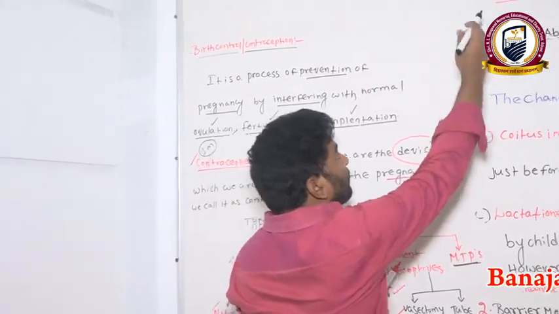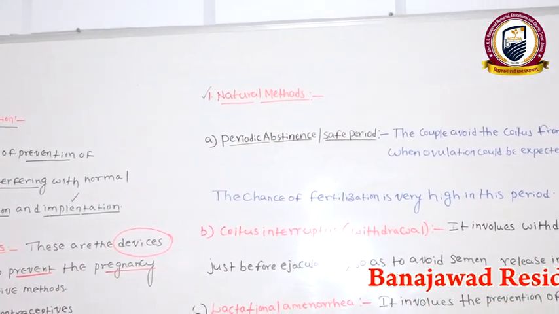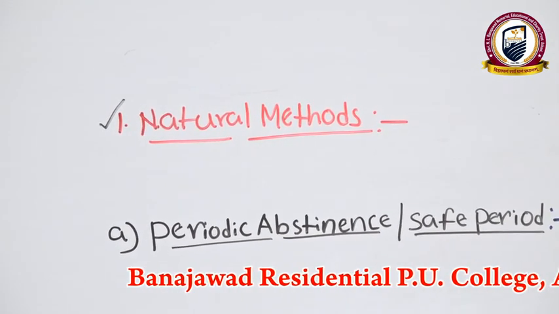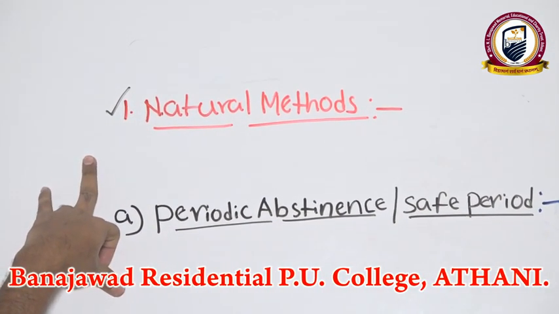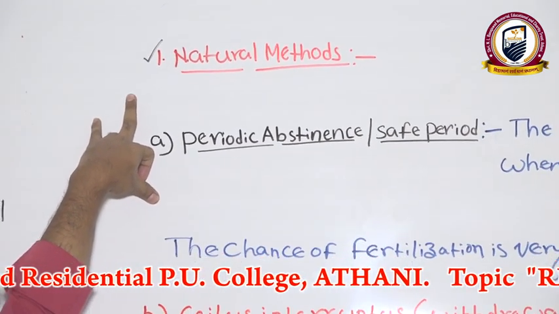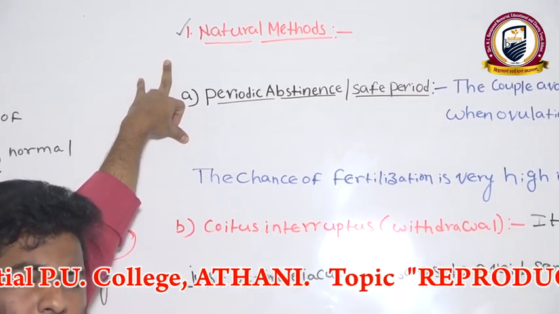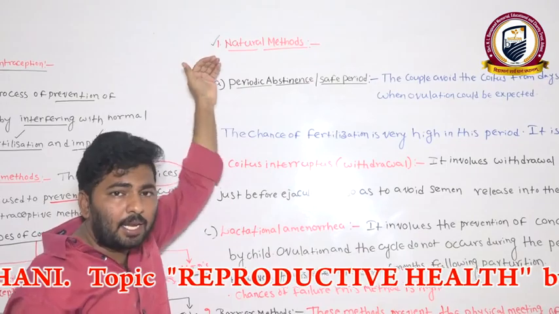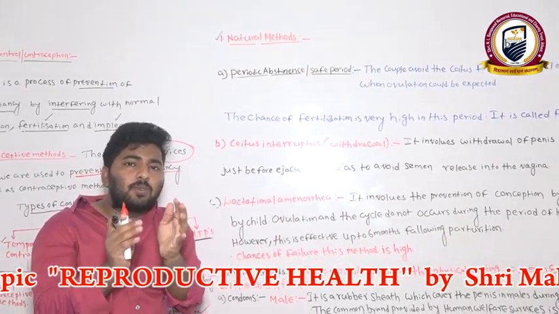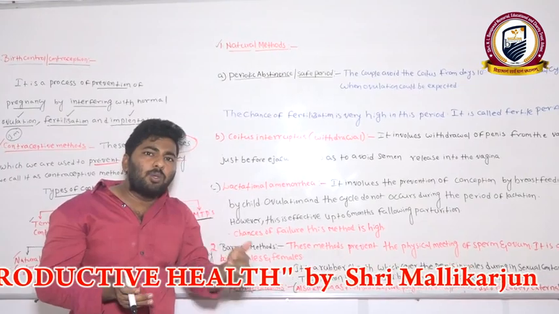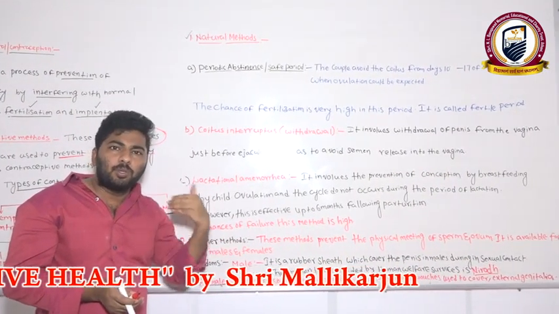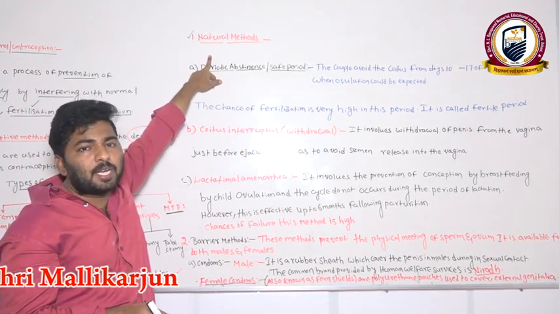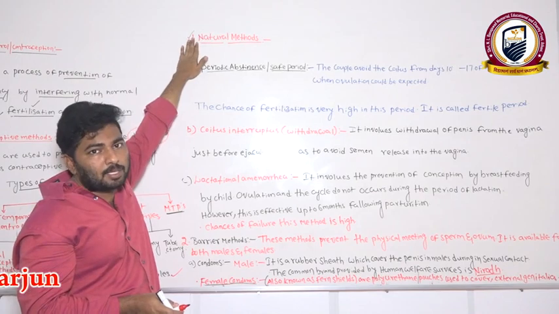Why are these called natural methods? These methods do not require any chemicals and do not require any kind of physical devices to prevent the pregnancy. Natural methods mean the methods which we follow without using any chemicals or physical devices to prevent pregnancy.